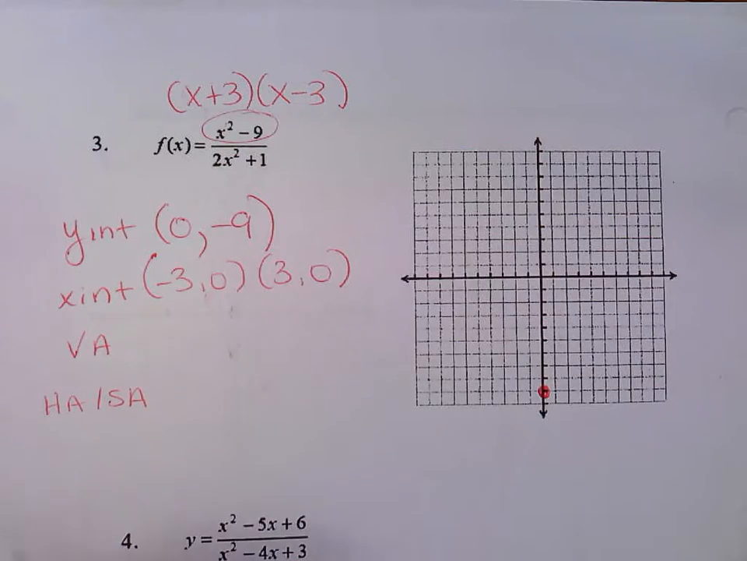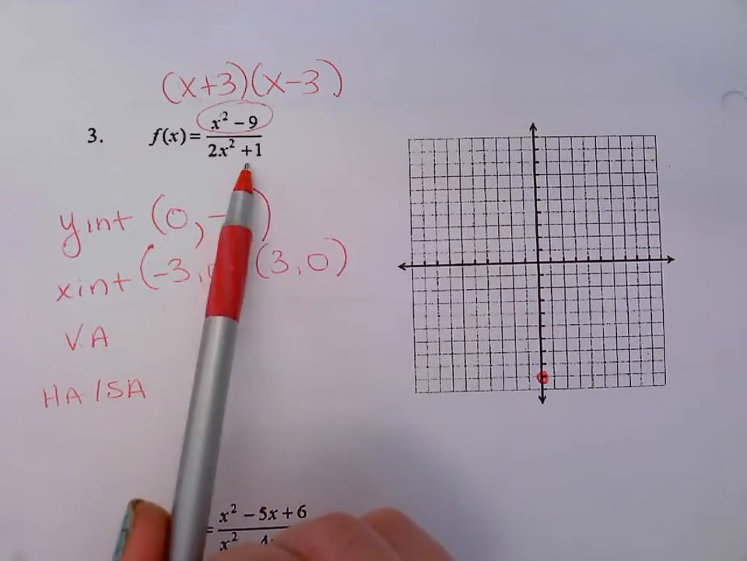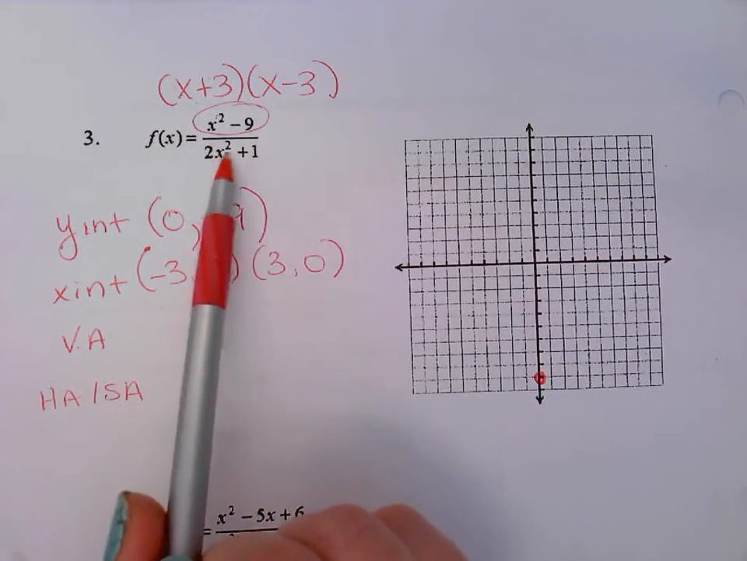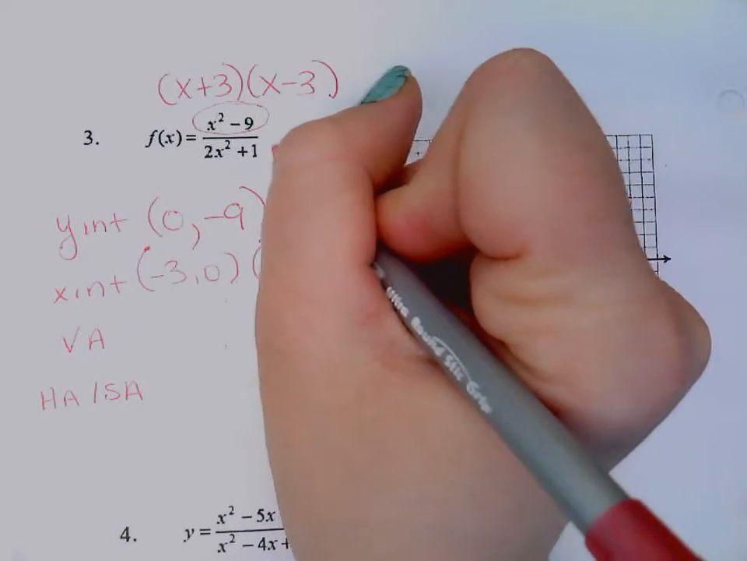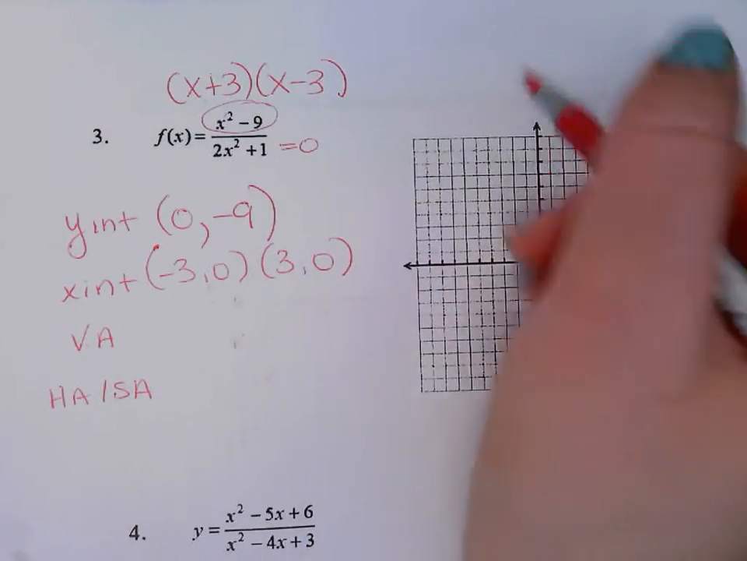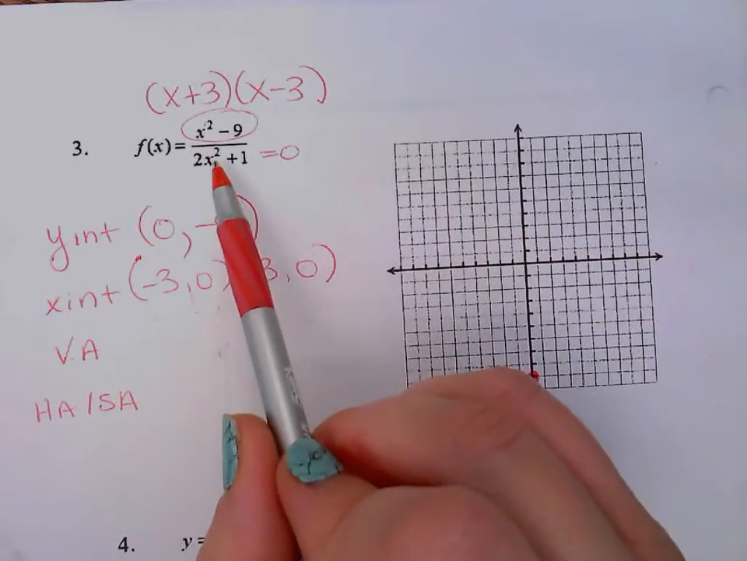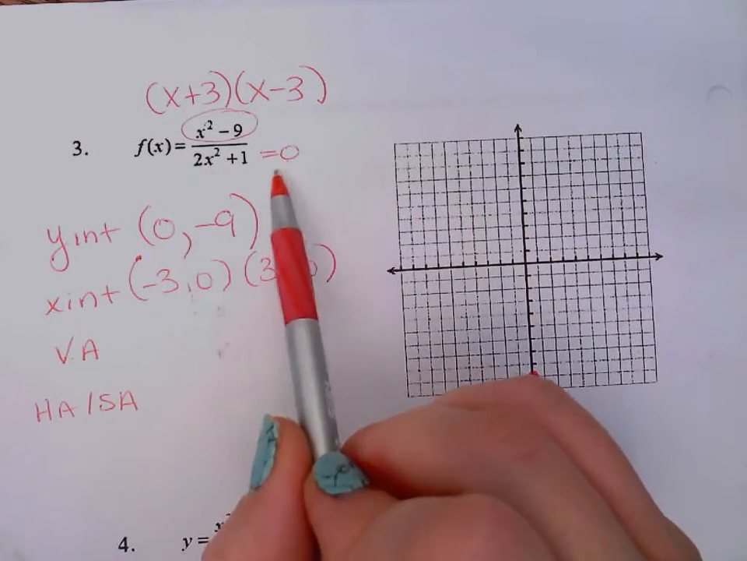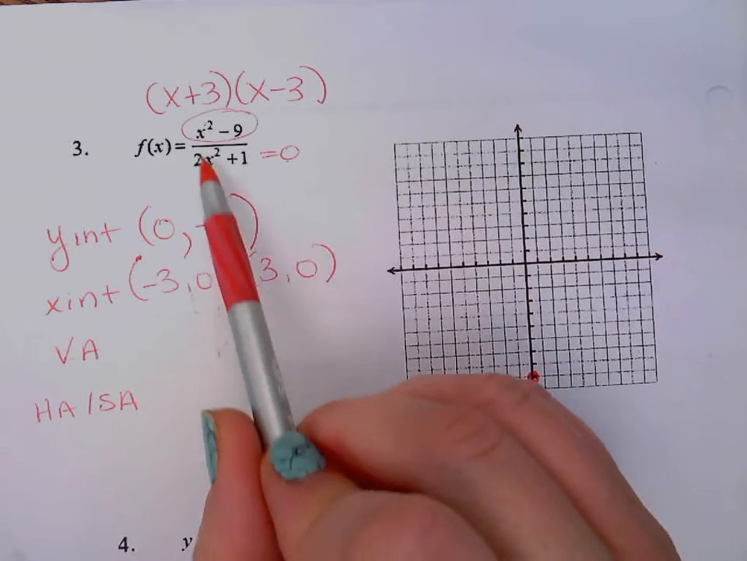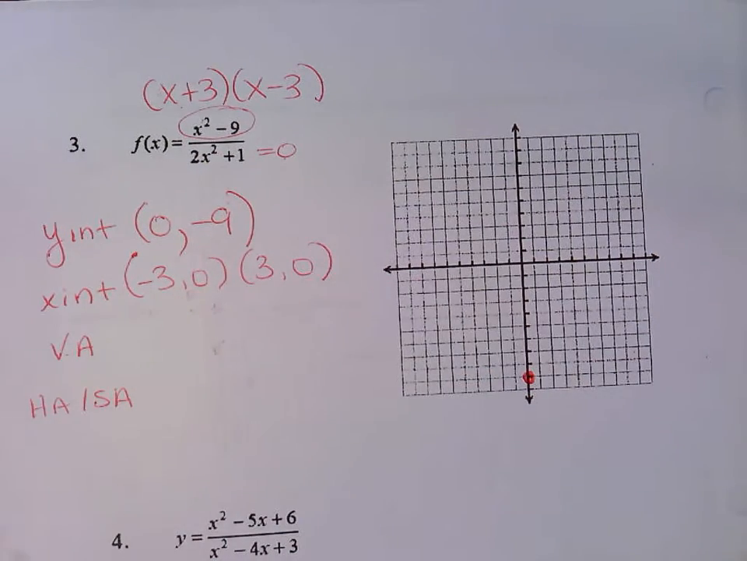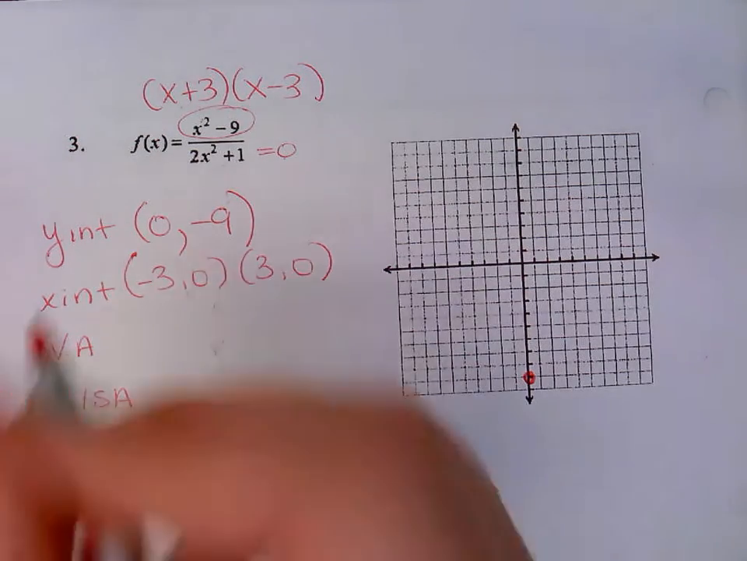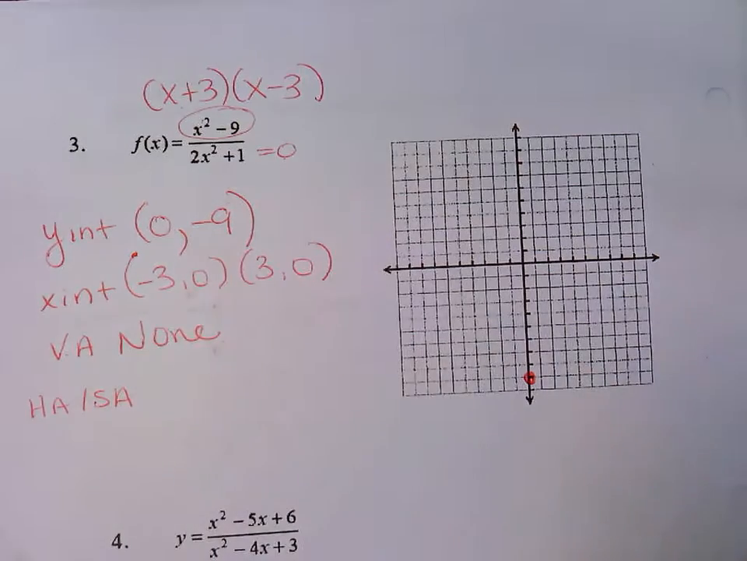Now my vertical asymptotes, I cannot factor the denominator here. And if I were to try to set it equal to 0, I would be taking the square root of a negative number, because I would subtract 1, divide by 2, that would give me -1/2, and then take the square root of both sides. So I can't take the square root of a negative number. So there is no vertical asymptote.